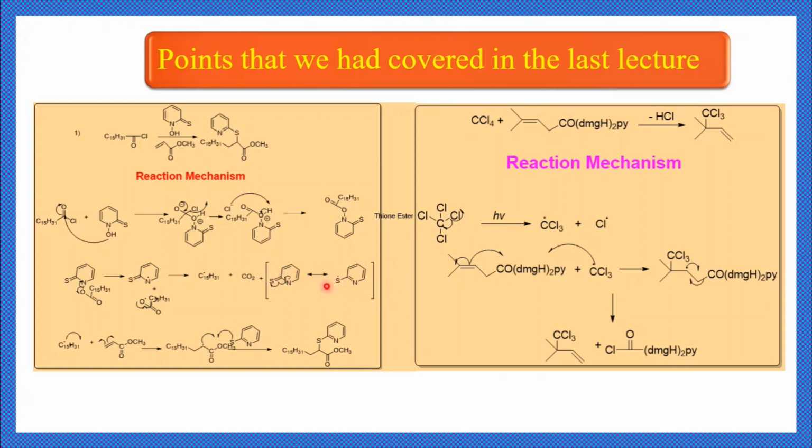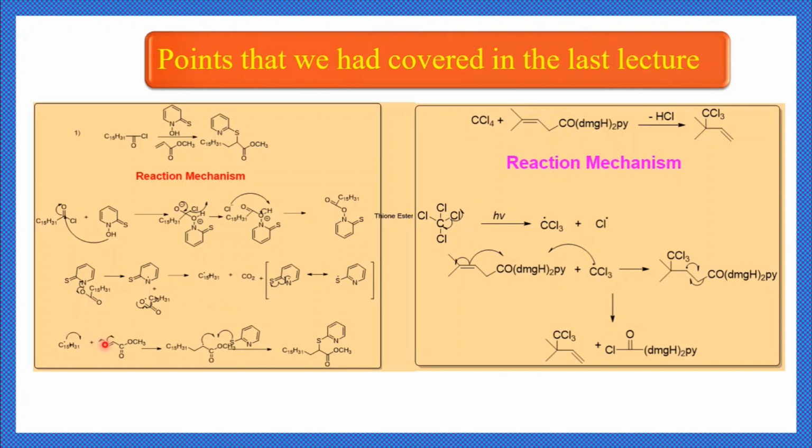Stabilization of this radical: the radical present on sulfur is more stable because nitrogen is more electronegative than sulfur. If the radical is present on nitrogen, it will not react easily because it will not donate its electron. We have learned about electrophilic and nucleophilic radicals, so you have to use this term here. This sulfur radical can easily donate its electron and easily form the bond. So the radical present on sulfur is the more stable resonating structure.